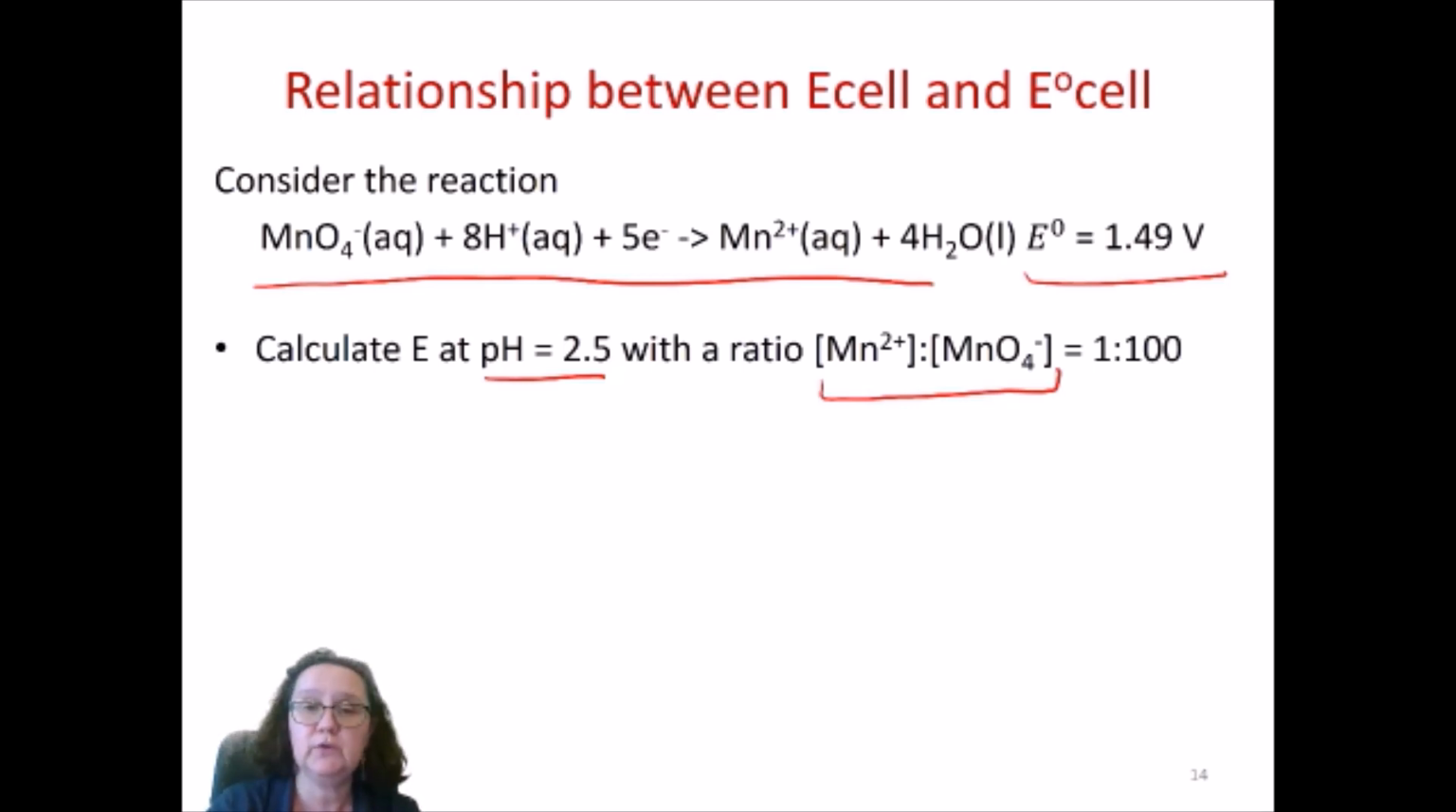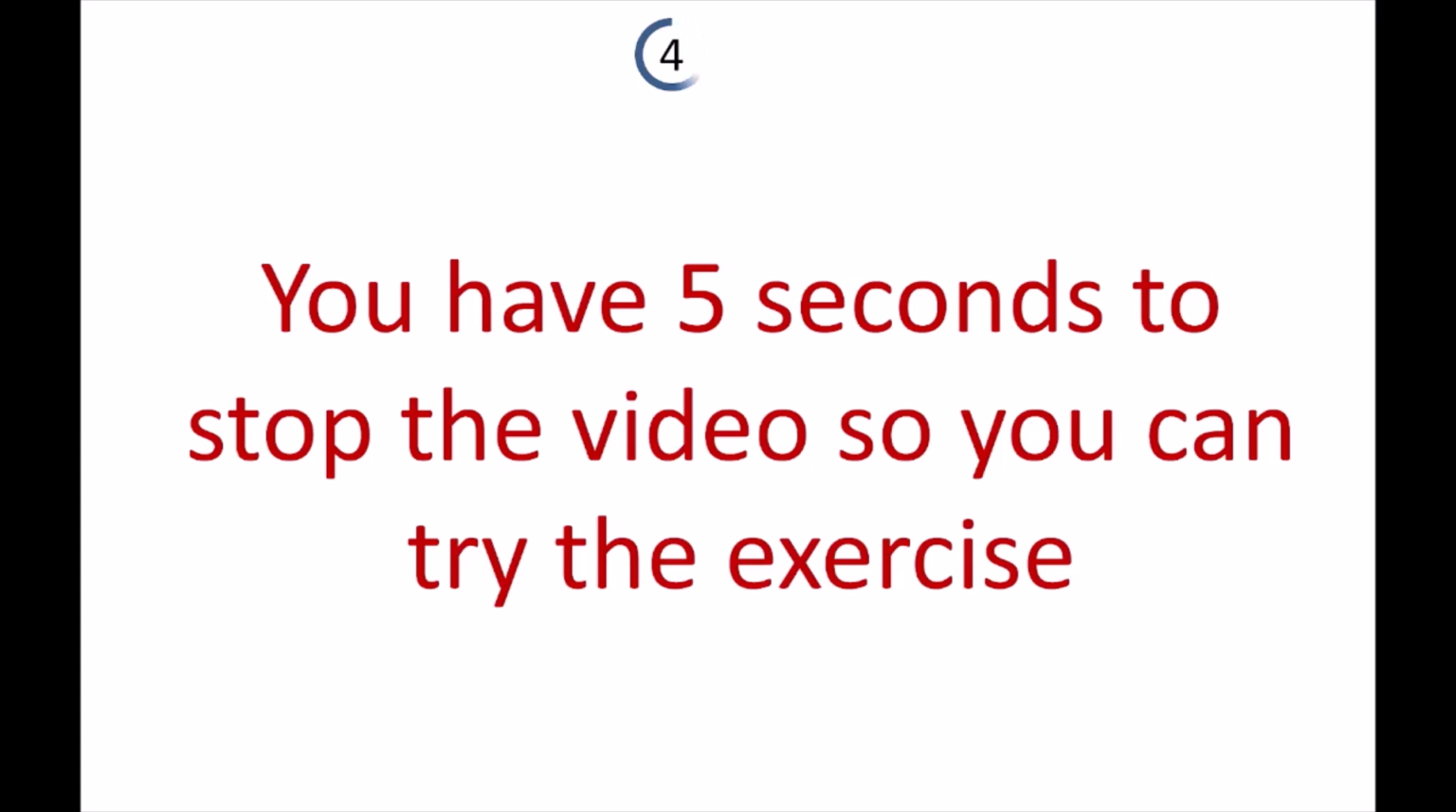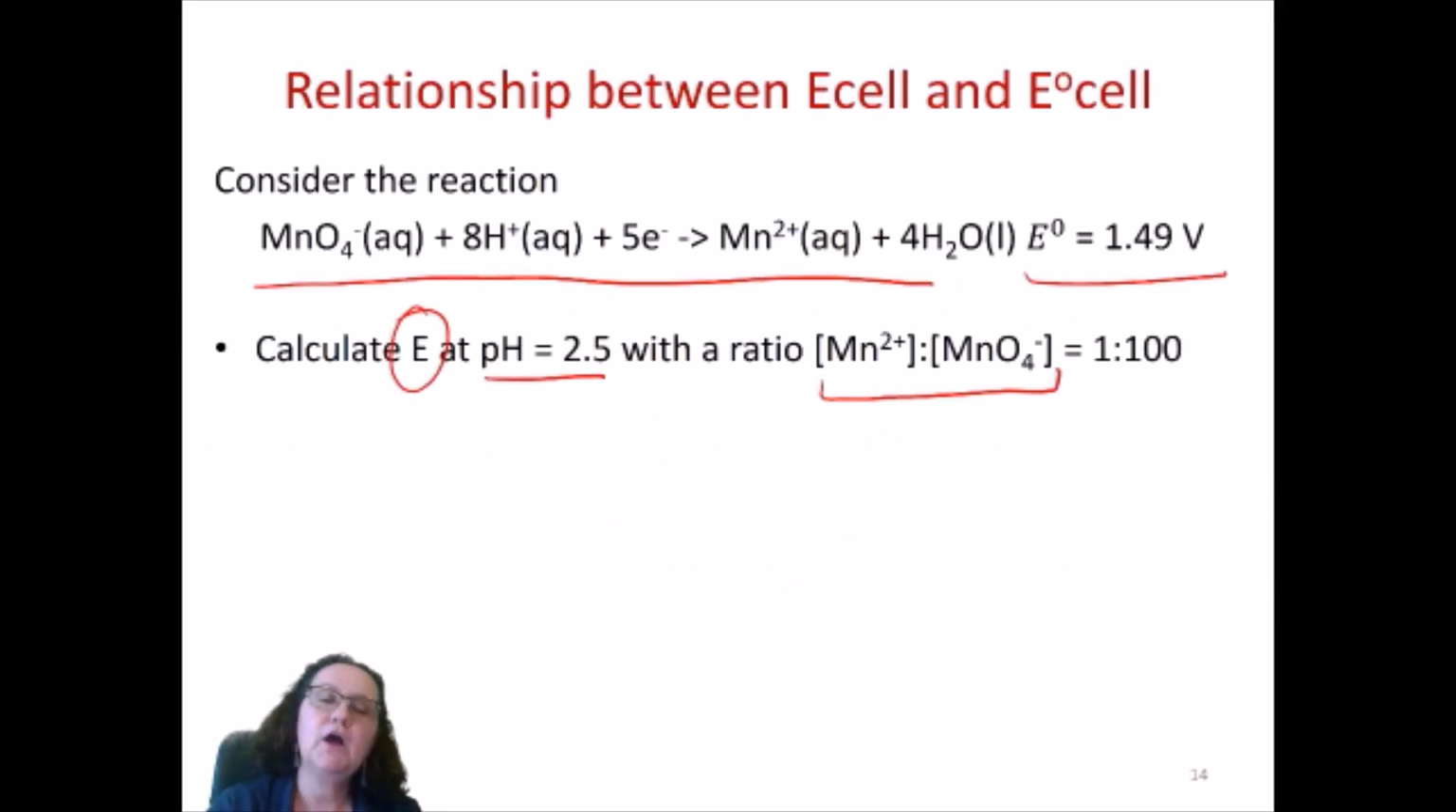So look at the Nernst equation and substitute the values, the quantities I'm giving you, and see if you can come up with an answer for the electropotential of this half cell in these particular conditions. Stop the video now. So how would I go about solving this problem?